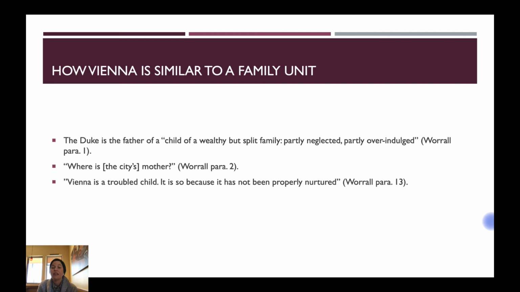Okay, and then later on in paragraph 13, he actually goes to answer not necessarily where the city's mother is. He indicates that the city's mother should be Isabella, based on what's happening within the play, since the Duke asks Isabella to marry him. But he says Vienna is a troubled child. It is so because it has not been properly nurtured, right? It's missed that nourishment of a mother, and so it is now wayward because of that.